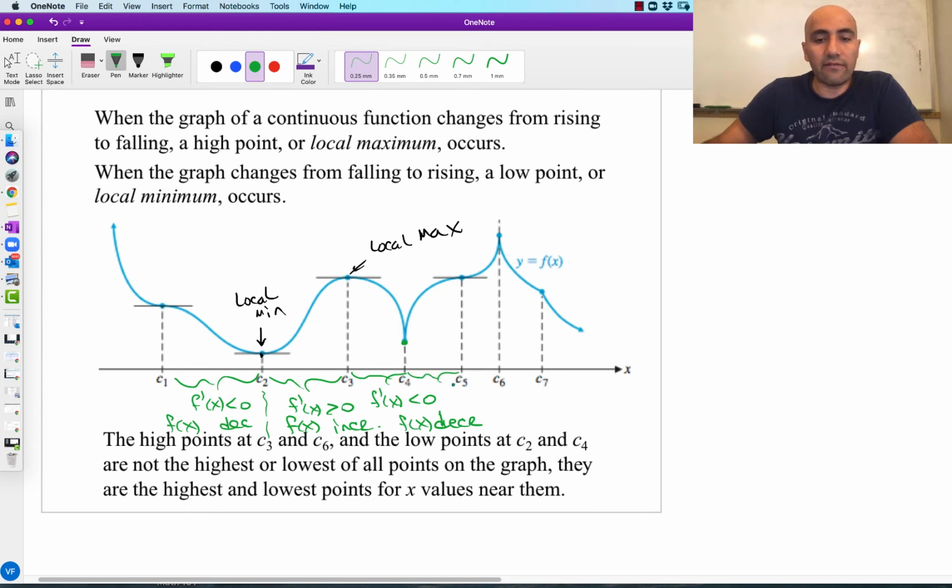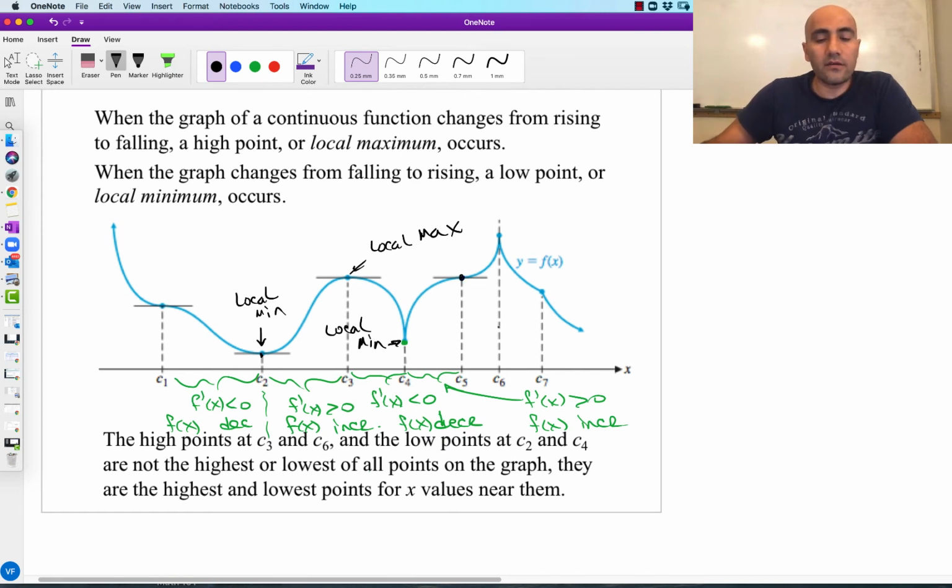that f prime of x is now greater than 0, f of x is increasing. So we've changed from the first derivative is negative to the first derivative is positive. We've changed from the function is decreasing to the function is increasing. That point right there is a value in our function, therefore that's a local min. So local min right there.